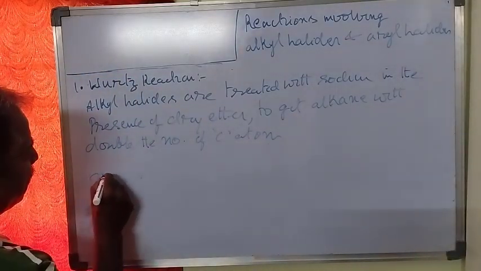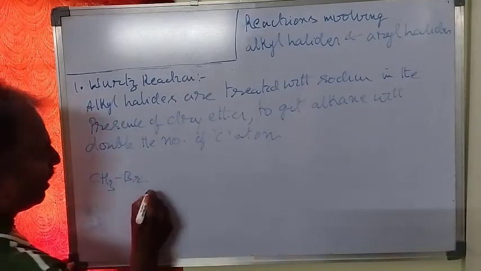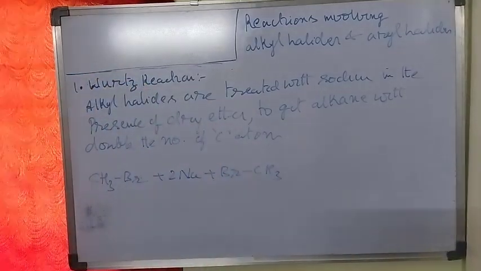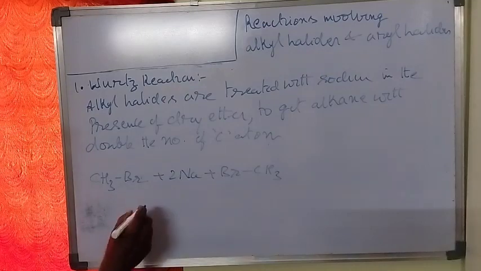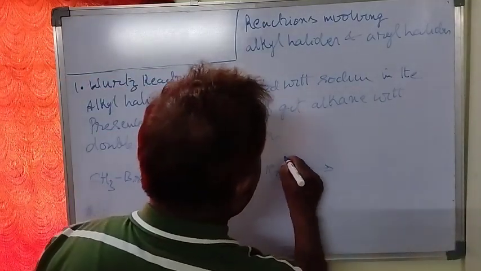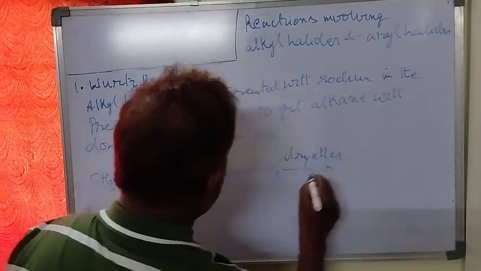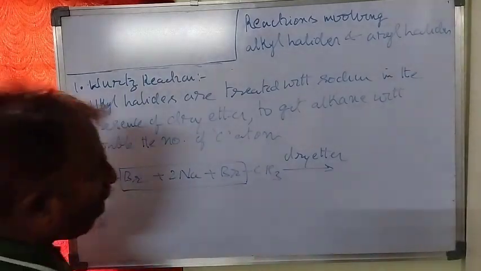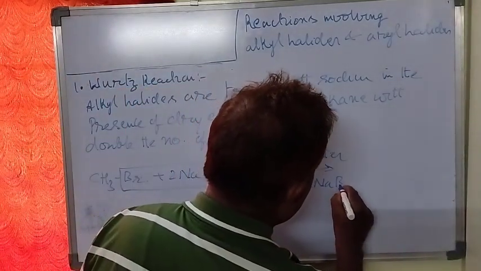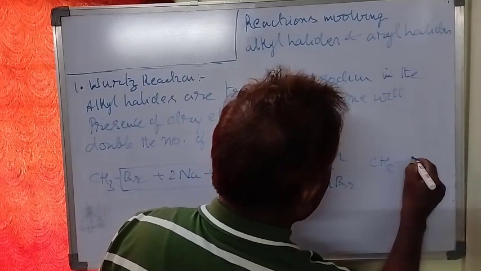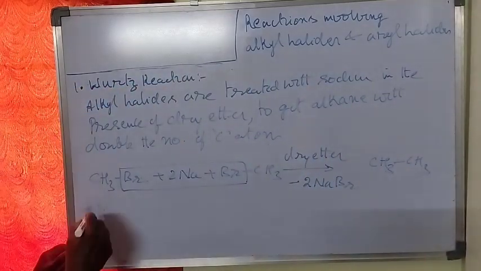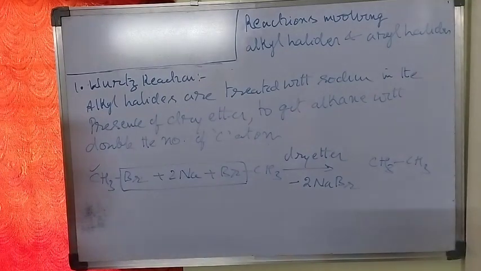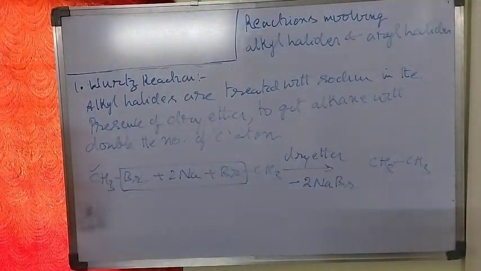For example, CH3Br, methyl bromide, plus sodium plus methyl bromide. That means two molecules of methyl bromide react with two atoms of sodium in the presence of dry ether. Therefore, sodium bromide is removed, minus 2NaBr, and of course we get ethane. In the parent alkyl halide, how many carbon atoms are there? 1. Whereas in the product alkane, 2 carbon atoms are there. Therefore, this is double the number of carbon atoms in the parent substance.